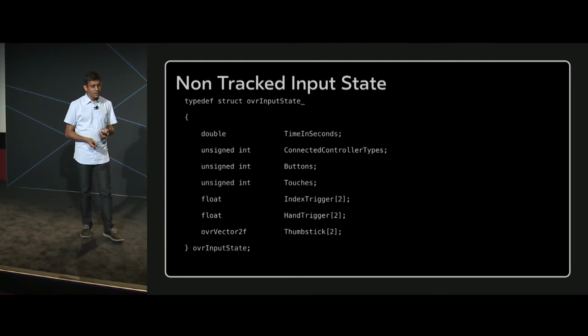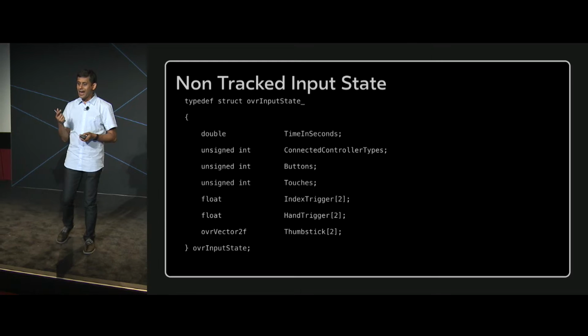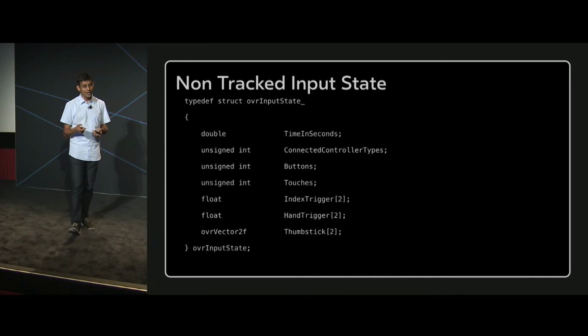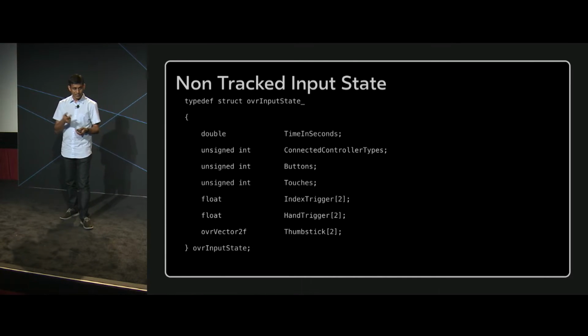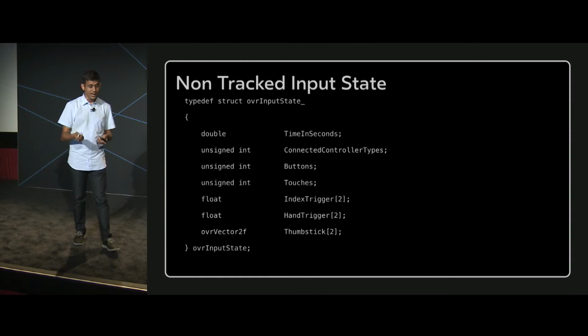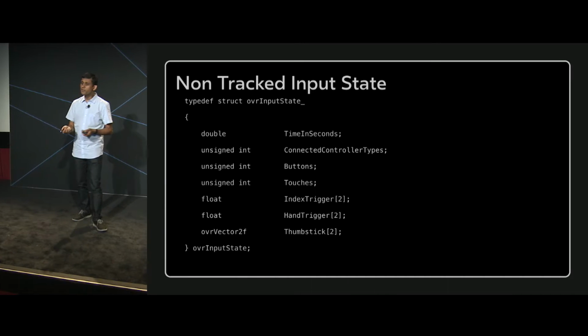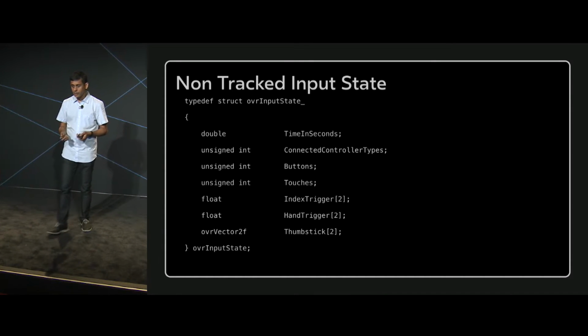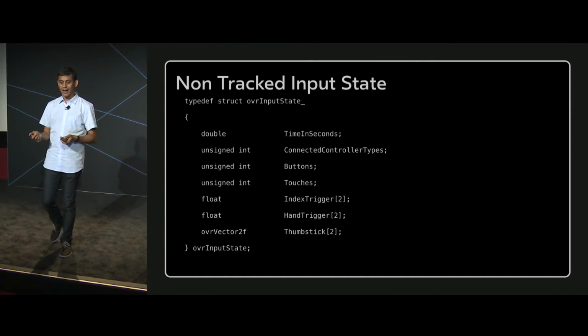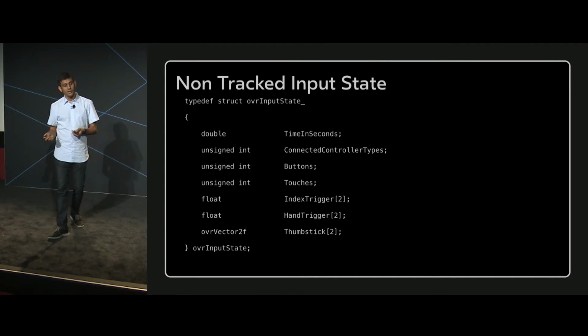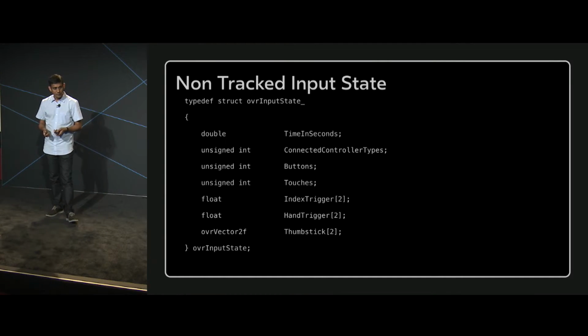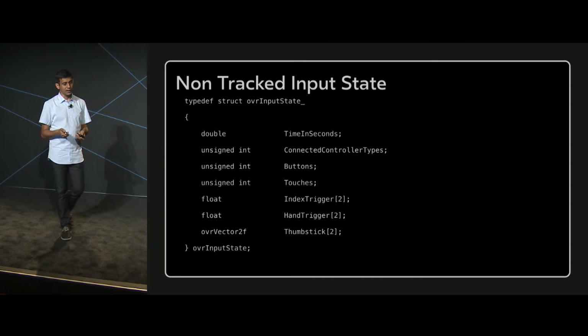And then we have index and hand triggers. These are analog triggers, and so you get a value between 0 and 1 to tell you the status of those triggers, and you have one for each hand. And then finally, we have a thumbstick, which gives you a two-dimensional vector giving you values between -1 and 1 for each x and y direction, with 0, 0 being that the thumbstick is at rest pose.